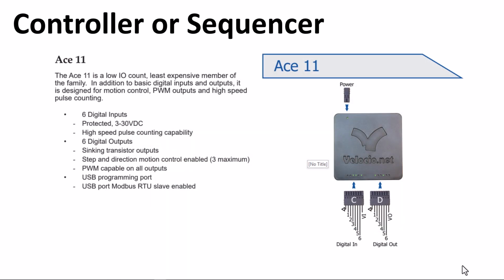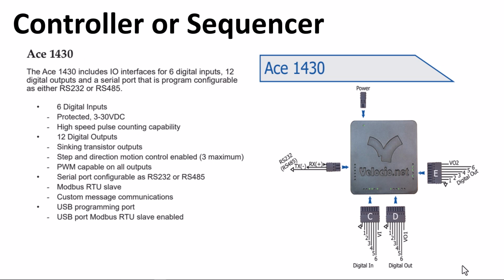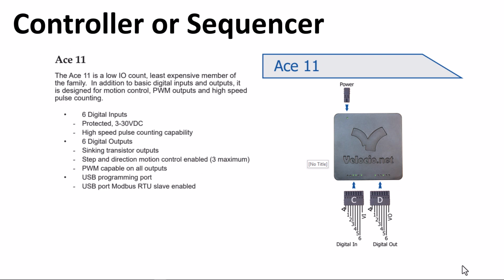That saves you drilling holes and mounting it with screws. Okay, the Ace 11 is what we're going to use in our discussion, but I'm actually using the 1430, which the only difference between the two is this one only has 6 in and 6 out, but it does have a USB programming port, even though it's not indicated in the picture.